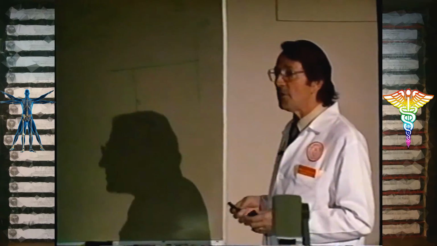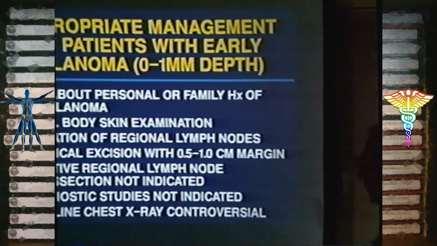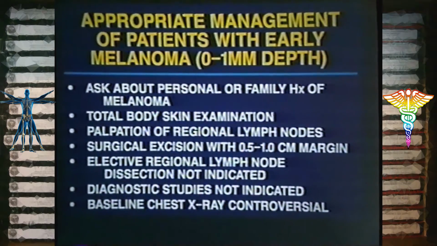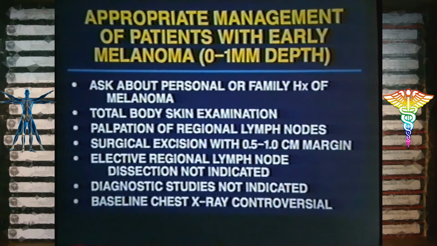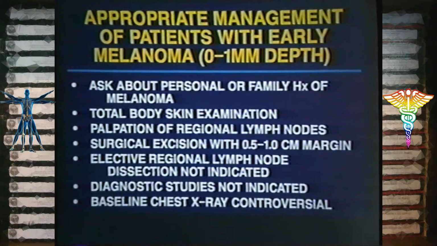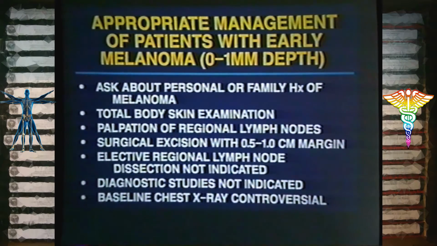Okay, if you have somebody with a melanoma that's 1 millimeter or less, these are some of the recommendations. You ask about a family history of melanoma. You ask about a personal history of melanoma. You do a total body skin exam. You palpate the nodes. You do a surgical excision. If it's a melanoma in situ, then you do a 5 millimeter border around the melanoma, and that's a surgical excision, and that's essentially almost a cured lesion. The 1 centimeter margin would apply to anything beyond melanoma in situ.